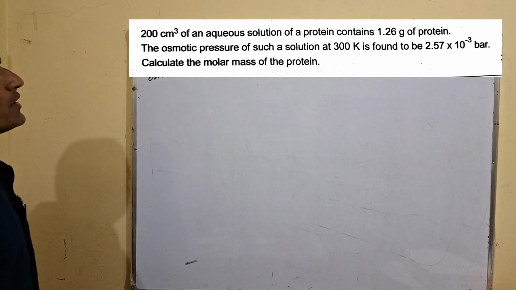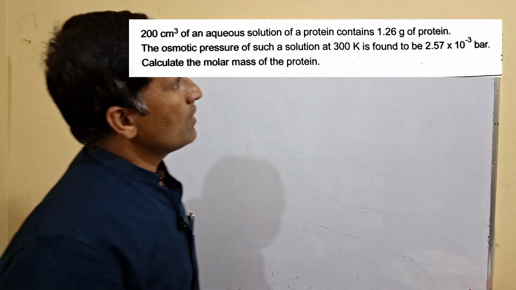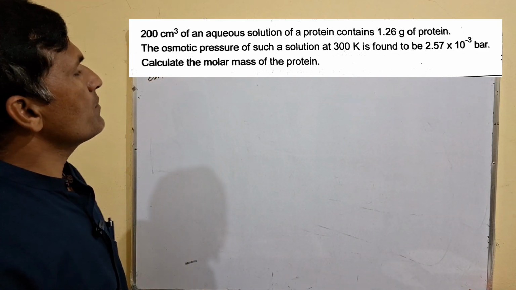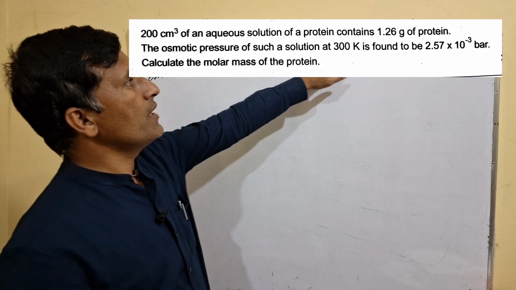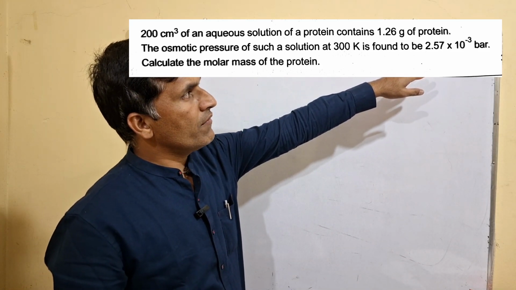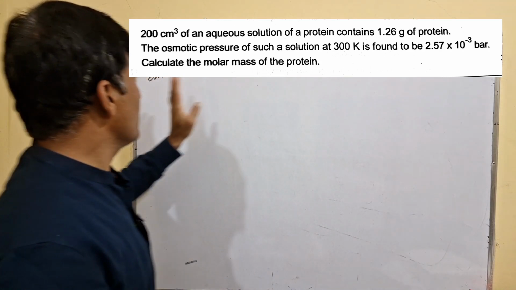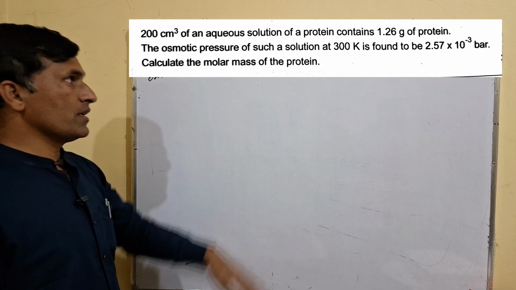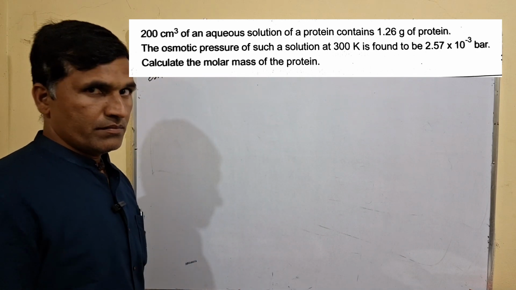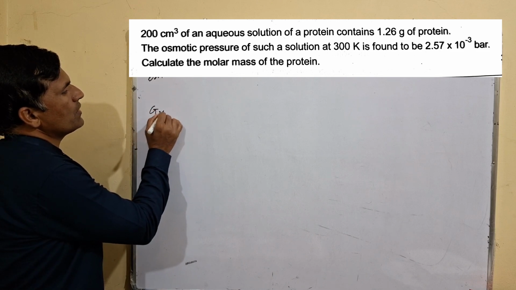When 200 cubic centimeter of an aqueous solution of protein contains 1.26 gram of protein, then the osmotic pressure of such solution at 300 Kelvin is found to be 2.57 into 10 to the power minus 3 bar. Calculate the molecular weight of the protein. Okay, so first thing is we will write the given quantities.